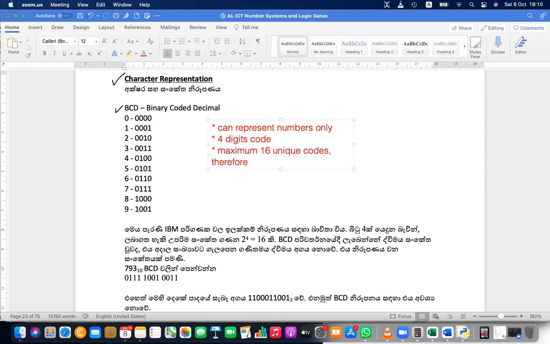Therefore, it is not enough to represent letters. It was developed by IBM, initially International Business Machines. This company developed this system. So please write down.